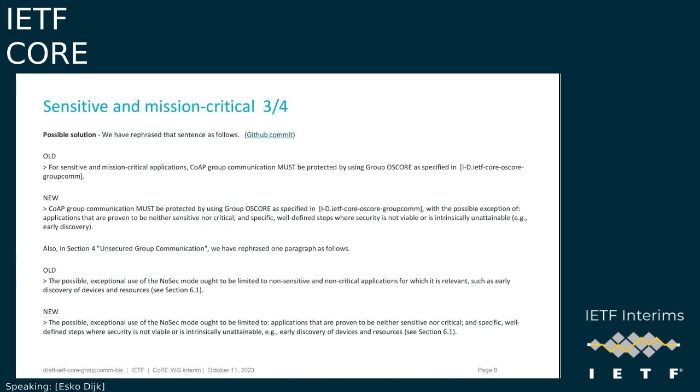Yeah, so the proposal of the text is basically kind of turning around the argument. So the new text basically says, okay, it must be protected by using group OSCORE, with possible exceptions mentioned here. So the exceptions are the non-sensitive, non-critical applications, or specific, well-defined steps where security is not viable or intrinsically unattainable. Then we come back to this early discovery example again.